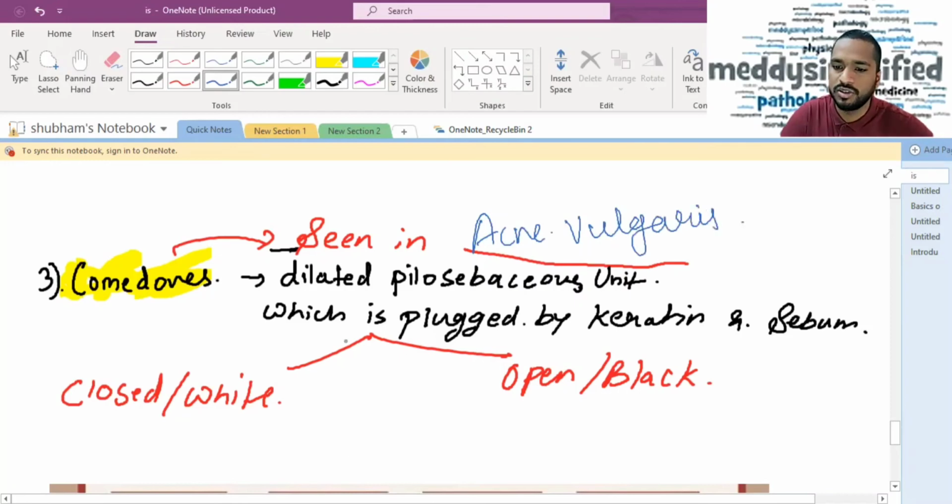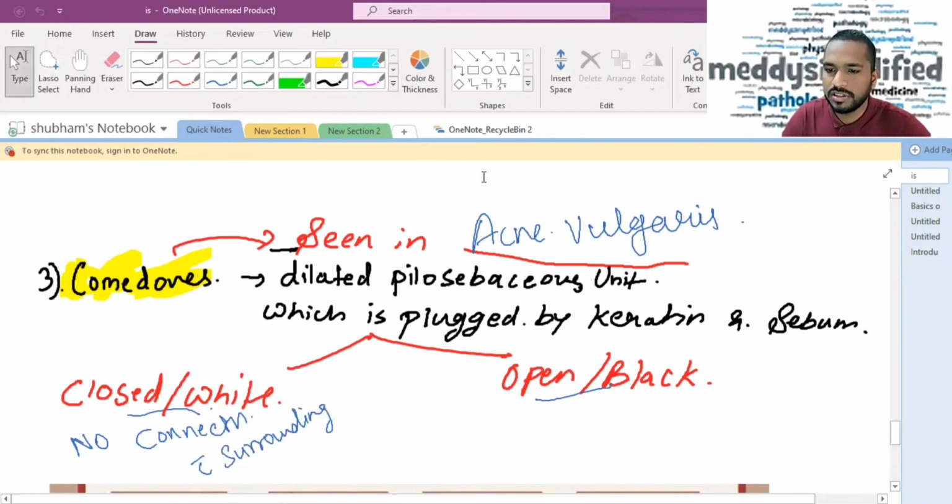All right. Now, these comedones are of two types: closed or white comedones, and open or black comedones. As it is a closed comedone, it is not interacting with the surroundings. No connection with the surroundings.